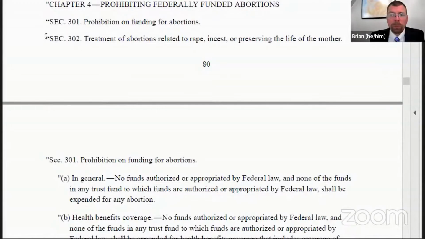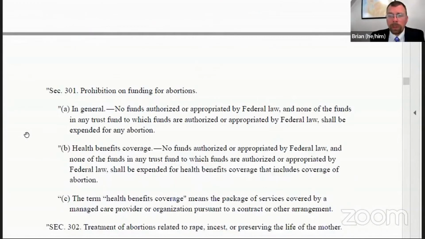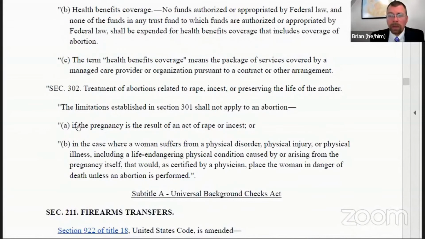So this will prohibit funding for abortions. I want to be clear that there are exceptions for if the pregnancy is the result of an act of rape or incest, or if the woman is suffering from a physical disorder, injury, illness, or any life-endangering physical condition that puts their life at risk, then a doctor can certify that, and federal funds could be used for an abortion to protect the life of the mother. So it's important that those protections are there. They're there in the existing Hyde Amendment, and they'd be codified under Section 202.